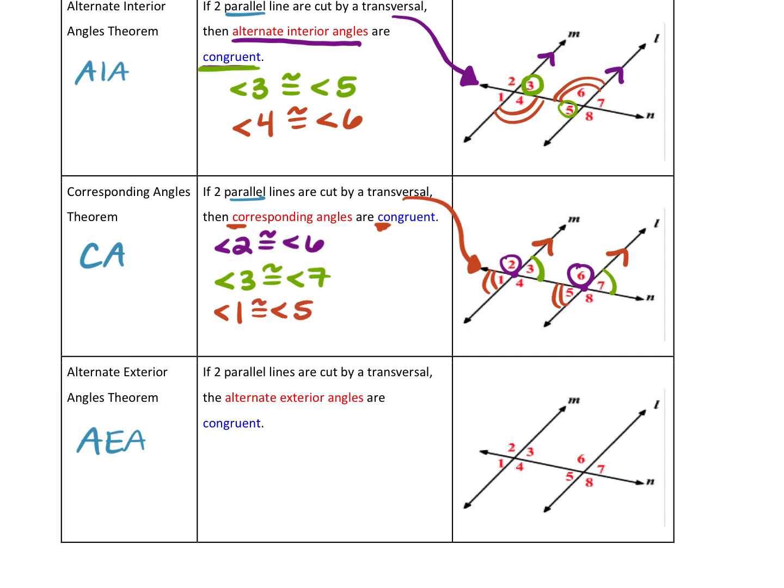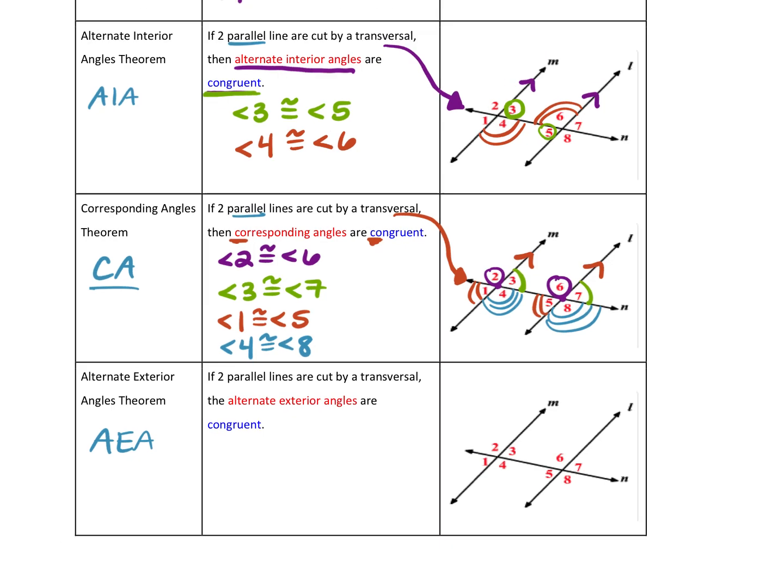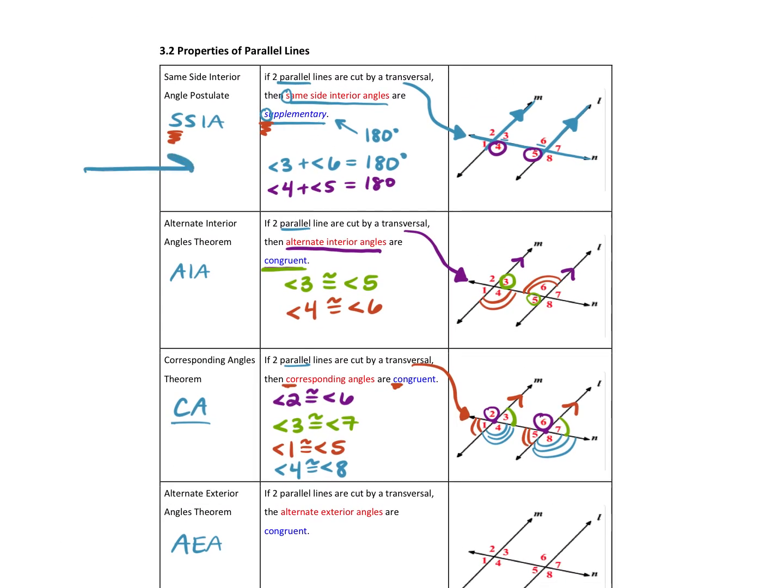And the last one, angle 4, is congruent to angle 8. Okay, so those are all corresponding angles, which you may call CA if you like. Remember, corresponding angles will be congruent. So if you notice so far: supplementary, congruent, congruent, okay?